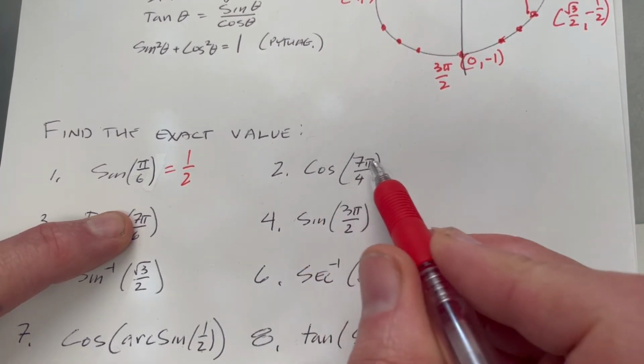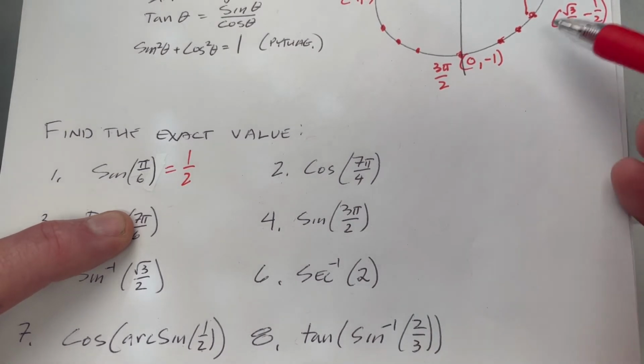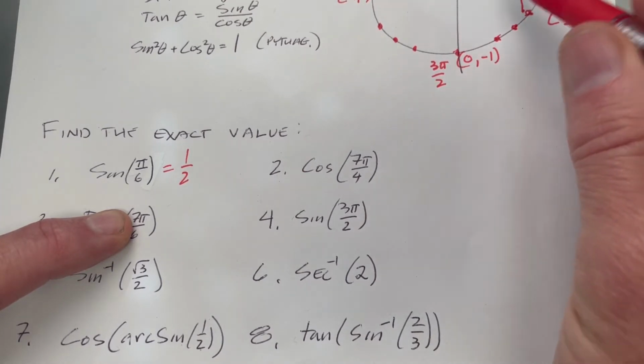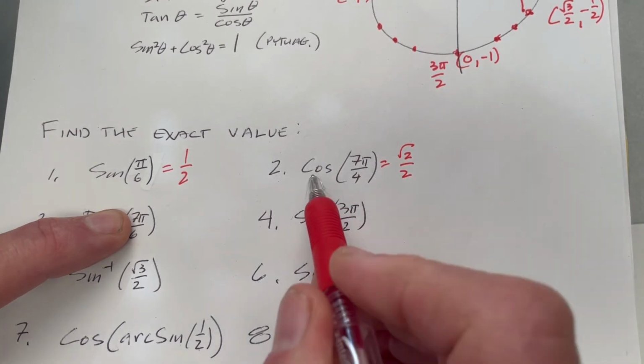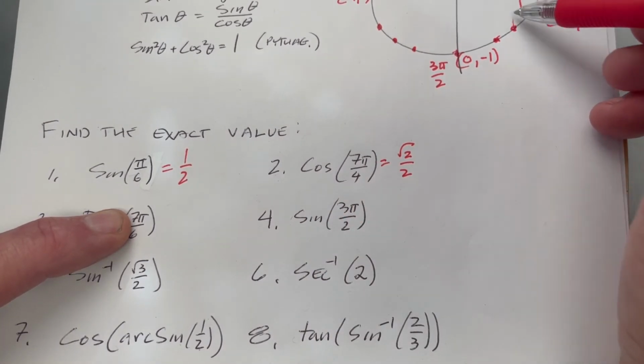What's the cosine of 7 pi over 4? Pause it for a sec. Okay, here's 7 pi over 4, and the cosine value is going to be the x amount, so that's just going to be root 2 over 2. If it was the sine value, it would be negative root 2 over 2 to come down to here.